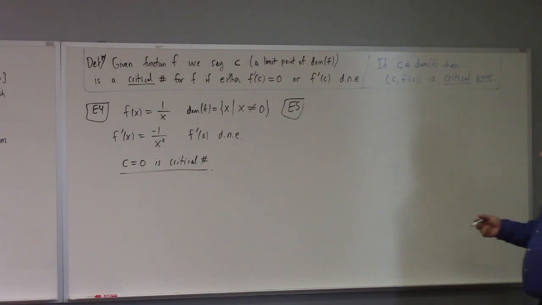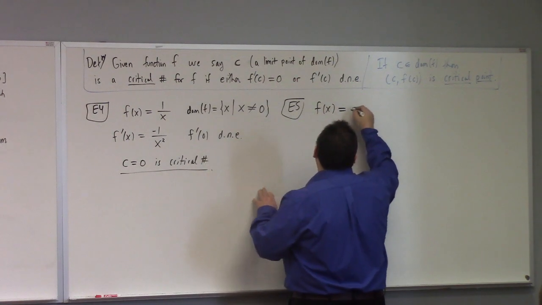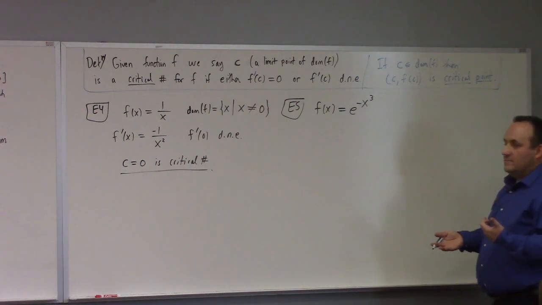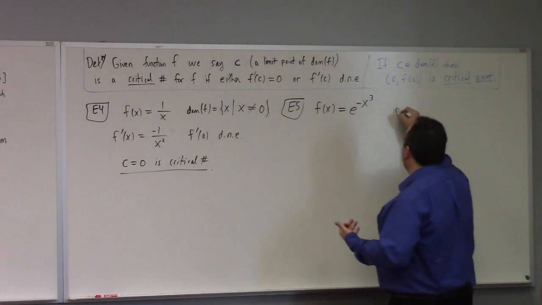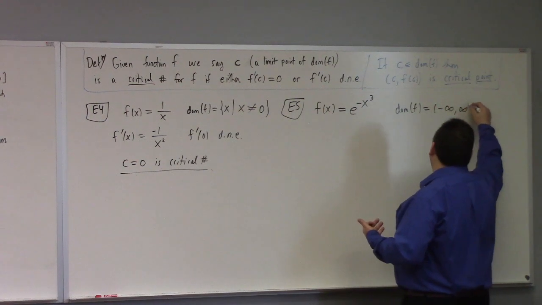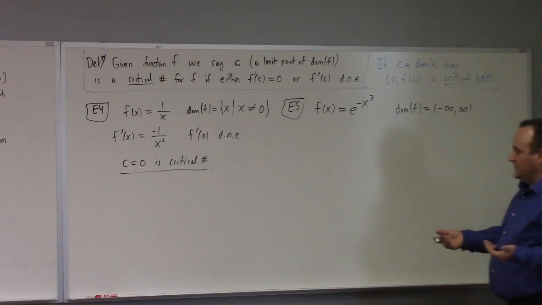Okay, so example 5. If we have, say, f of x equal e to the minus x cubed, what's the domain for this one? It's just everything. Everything's in the domain. That formula works everywhere. Does this function have any critical numbers? Does it have any critical points?